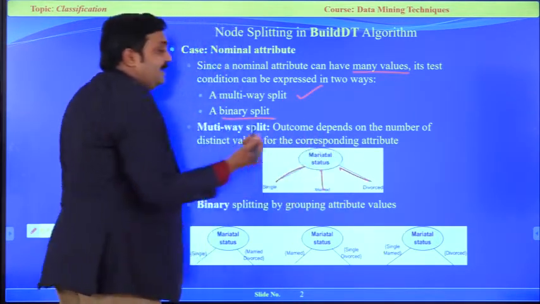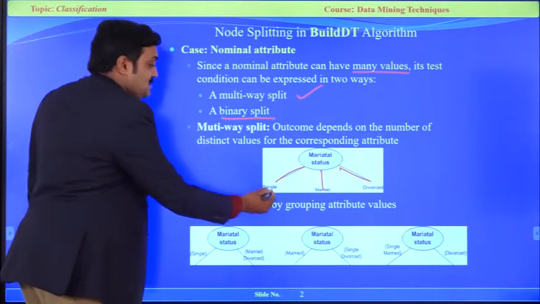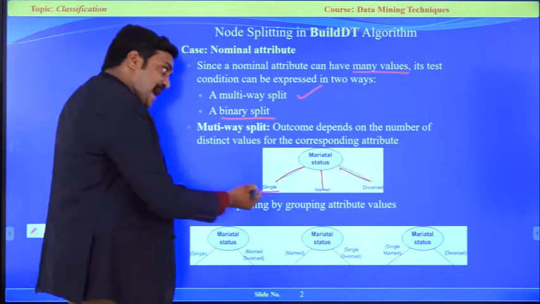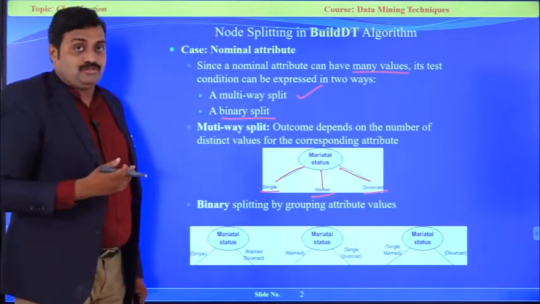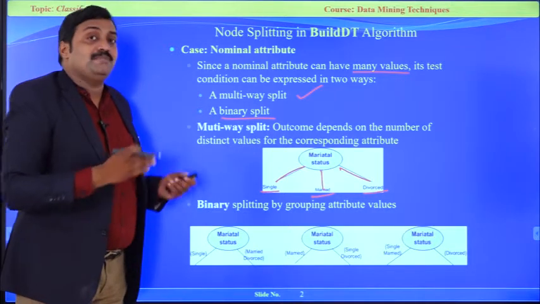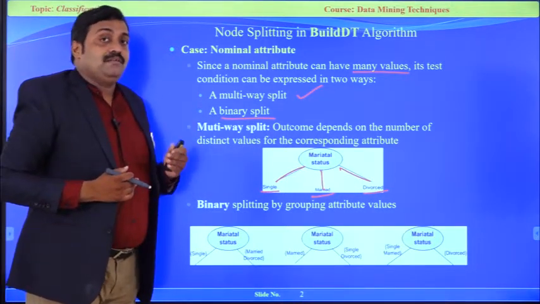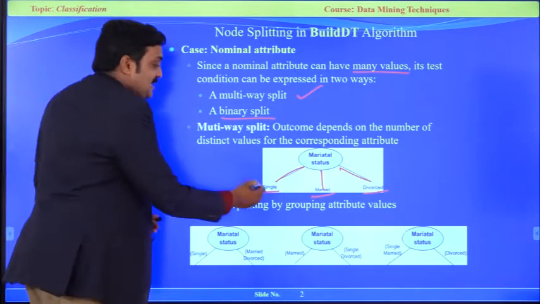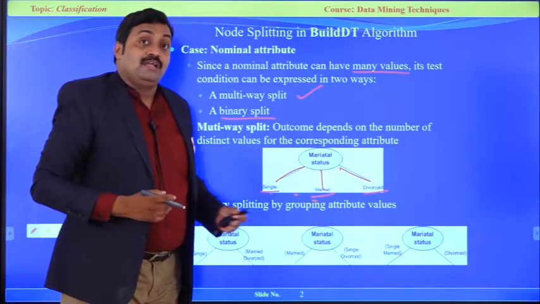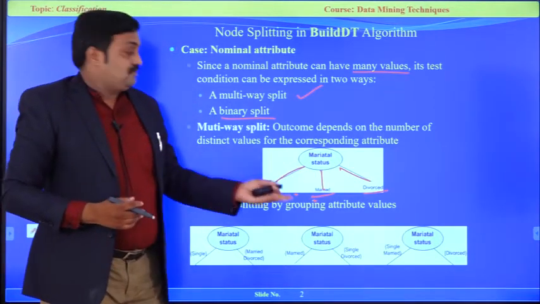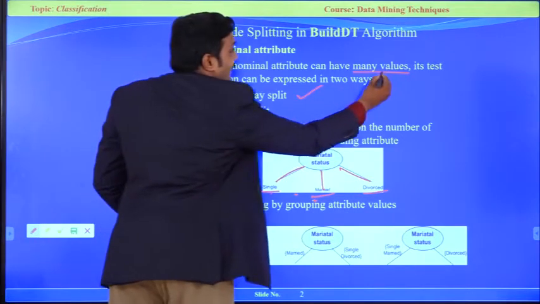Here I am taking the marital status of a person: single, married, divorced. Generally these are the three values. Previously, with gender, it was male or female, but with marital status the person may be single, married, or divorced. That means we have many values here.